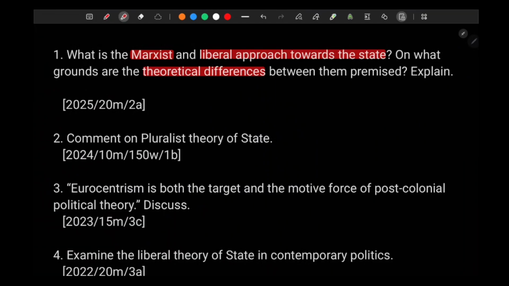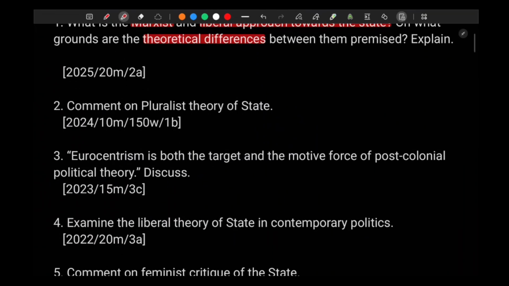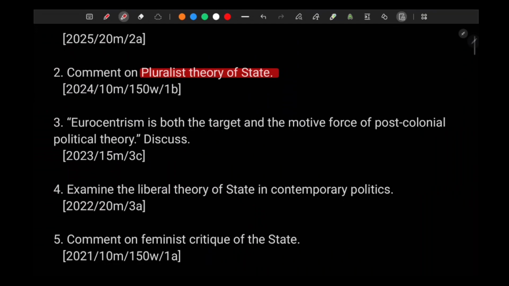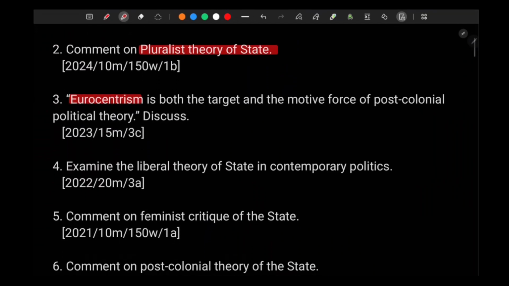Very overused type of questions in political science are comparative analysis, theoretical differences. So comparatively, when you study things, you will understand things better. In contrast, you understand things better. Then there is the pluralist theory of state. Then Eurocentrism, as we have studied. What is Eurocentrism? Eurocentrism is basically hegemony of the West, hegemony of the West in academics.